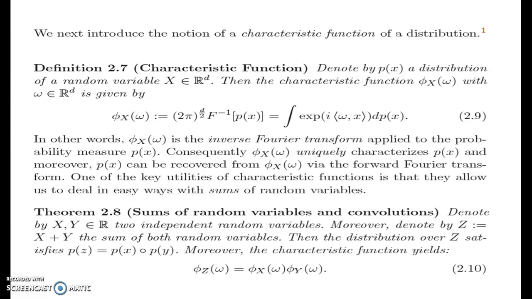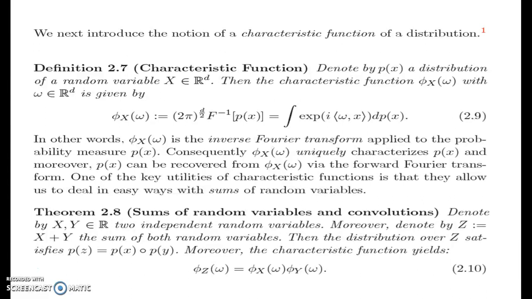In other words, φ_x(w) is the inverse Fourier transform applied to the probability measure P_x. Consequently, φ_x(w) uniquely characterizes P_x, and moreover P_x can be recovered from φ_x(w) via the forward Fourier transform. One of the key utilities of characteristic functions is that they allow us to deal in easy ways with sums of random variables. So in theorem 2.8 we have sums of random variables and convolutions.